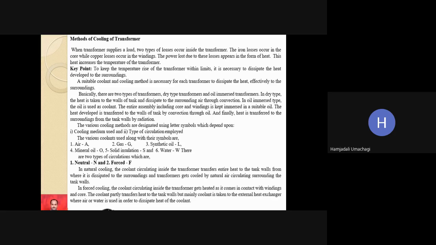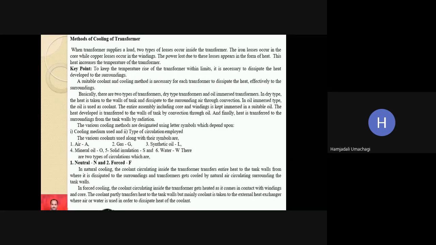So how I am going to introduce or inject air or gas or synthetic oil or mineral oil or solid insulation or water to carry the heat inside the transformer, whether I am going to force it naturally or I am going to force it by some means. Based on that, there are two types of circulation. Now let us see what is meant by natural and what is meant by force type.